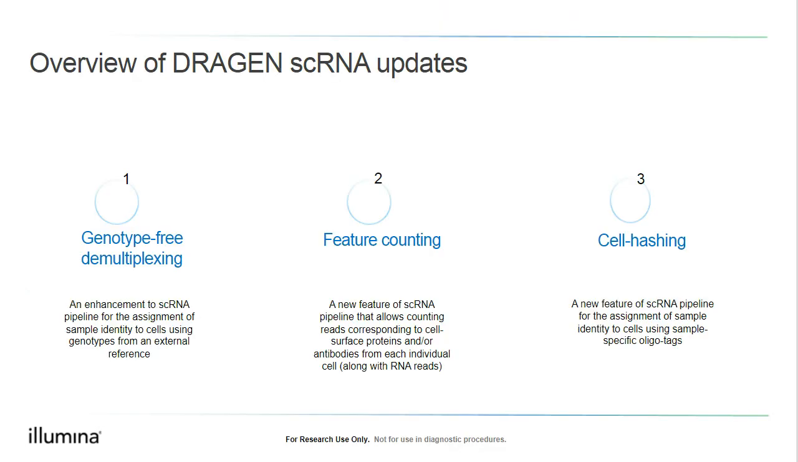In 3.8 we had genotype-based demultiplexing. We have simplified that into this genotype-free demultiplexing. There is an option to do feature counting, and also a new technique in terms of how you cluster cells and how you identify cells from multi-samples that you have demultiplexed in your experiments by using the cell hashing approach.